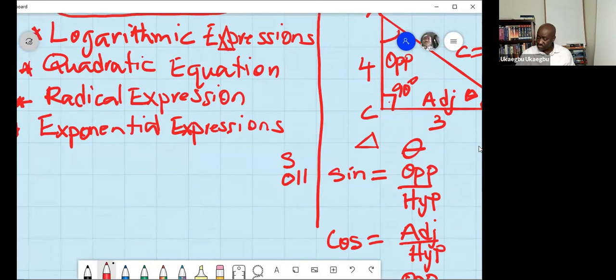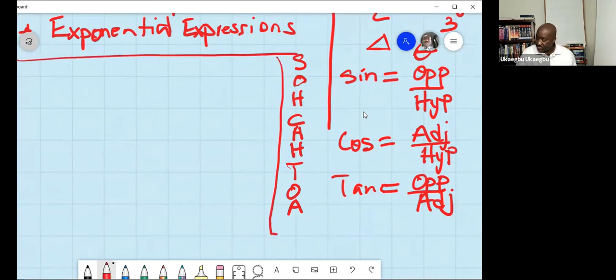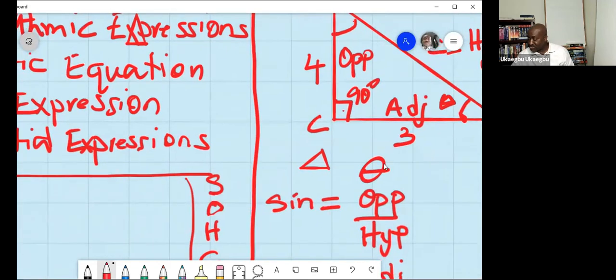Sohcahtoa. Any way that works for you is good. Okay, so now based on this triangle that we had, make sure you are taking notes as well.